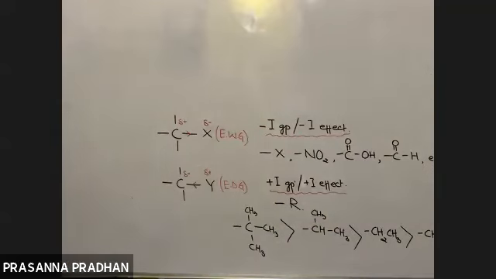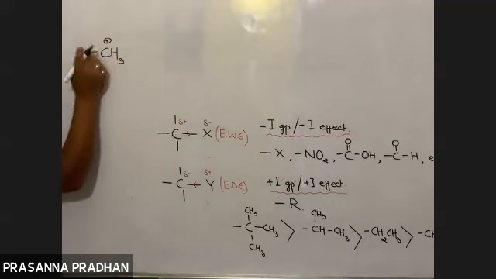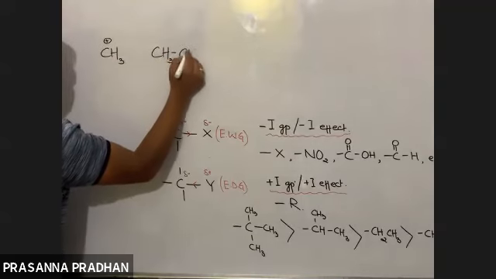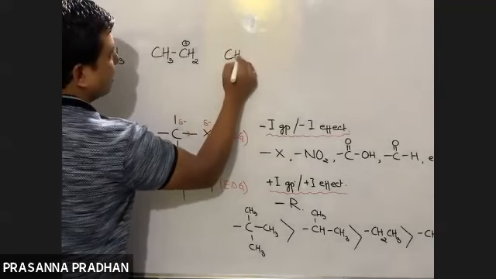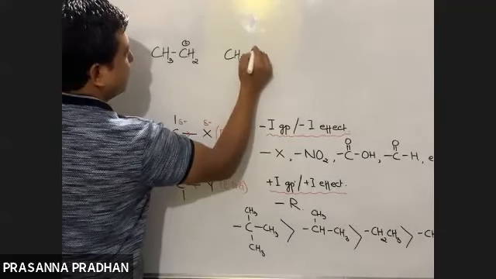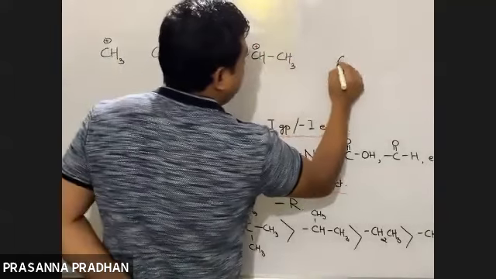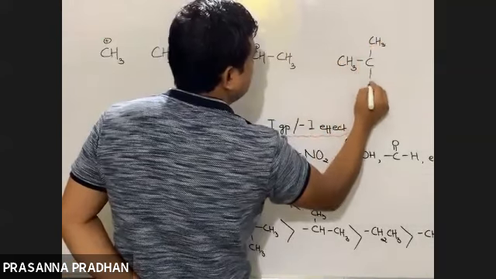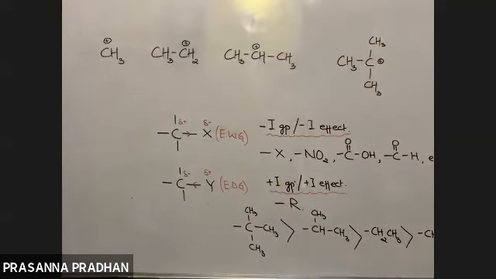Now, so there is a methyl carbocation. This is an ethyl carbocation. This is an isopropyl carbocation. We have an isopropyl group out here. And we have a tertiary butyl carbocation like this. So these are the 4 carbocations. I have drawn 4 carbocations.